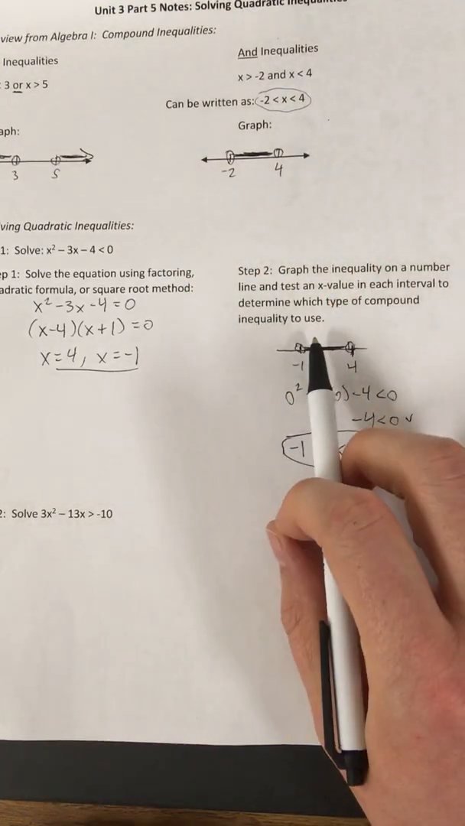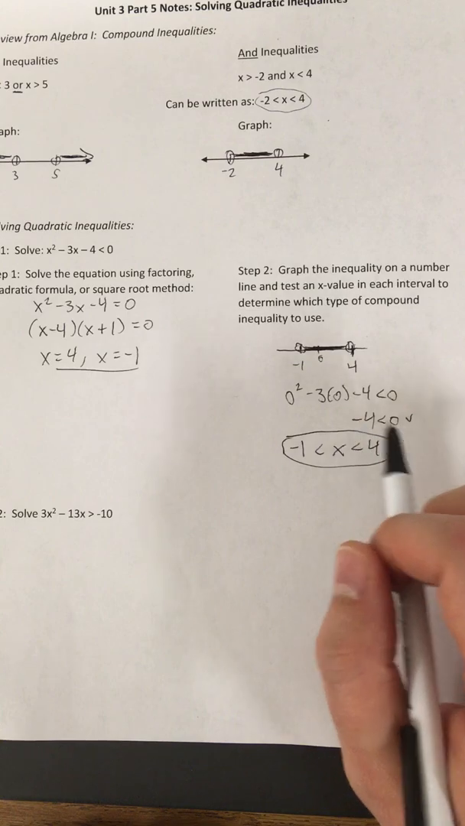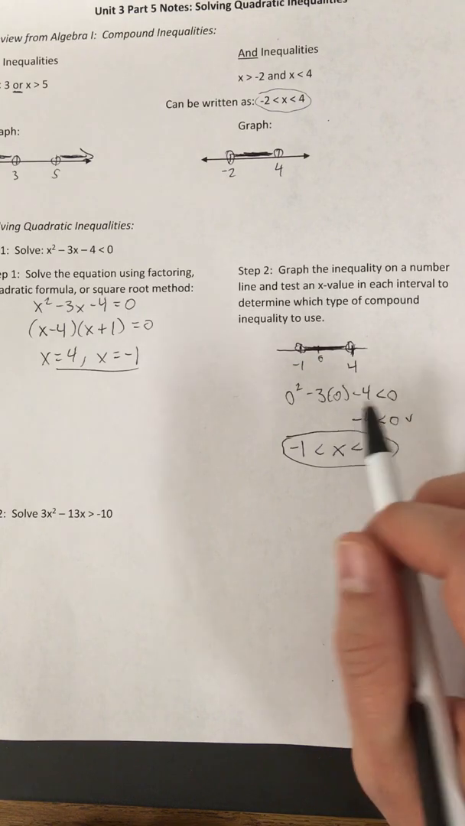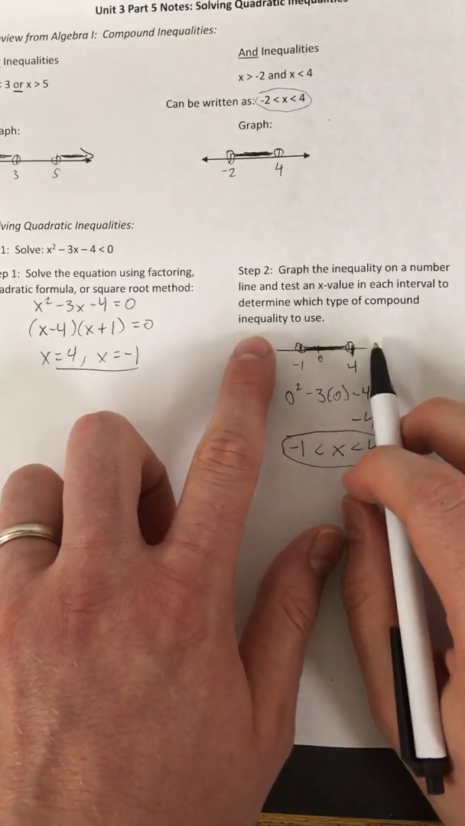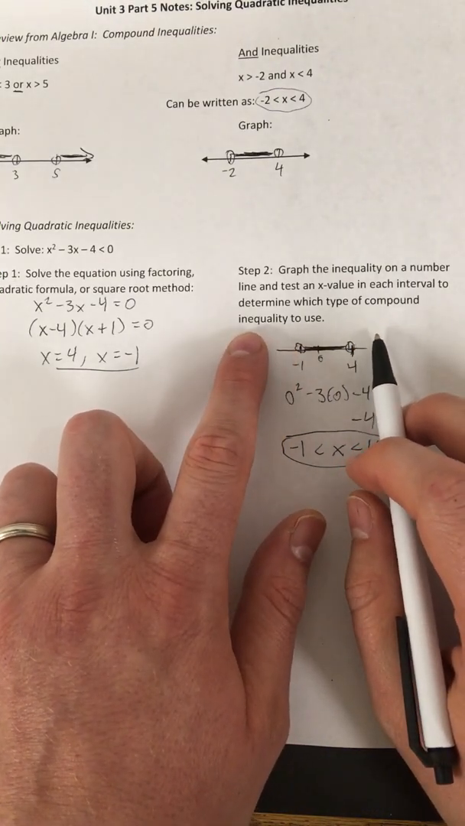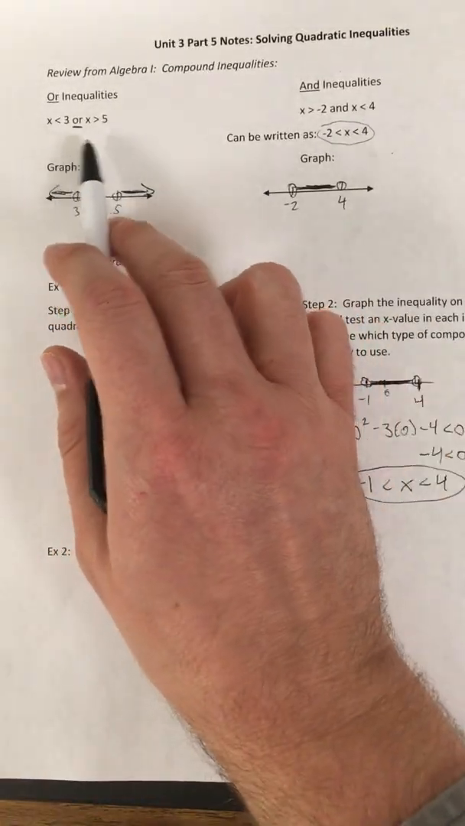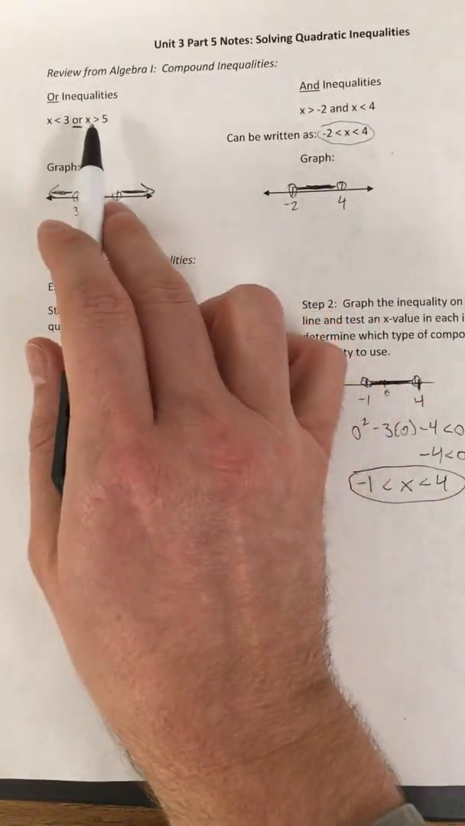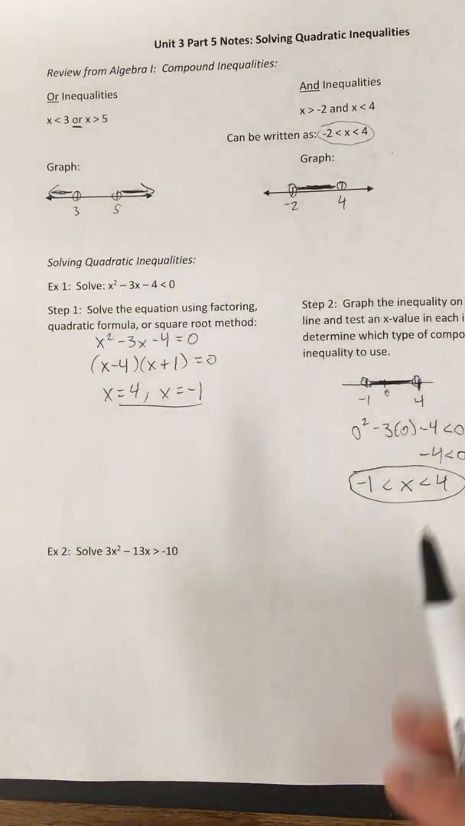Now, what if that number did not work? What if I plugged in 0 and I'd gotten, let's say, positive 5 less than 0, something like that? Then that wouldn't have been true, and that would have meant everything on the outside, to the left and right of negative 1 and 4, would have been solutions. In that case, it would have been an OR inequality. I would have written my answer like that: x is less than negative 1 or x is greater than 4. But since it worked, it's an AND inequality.